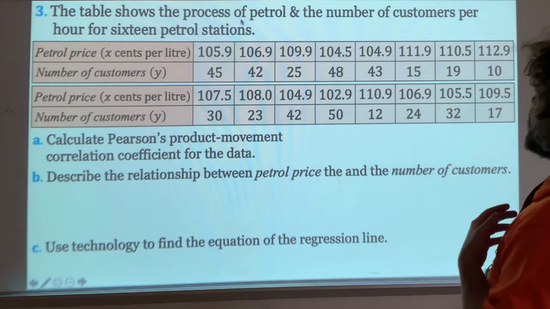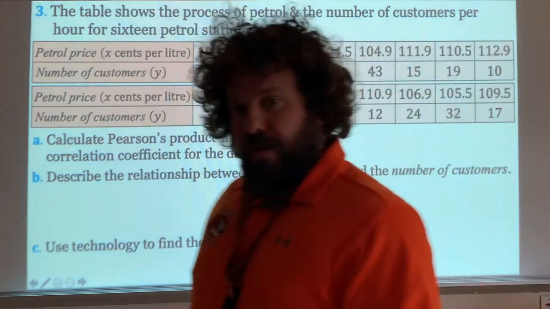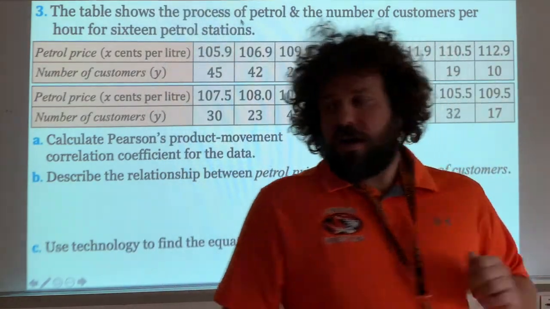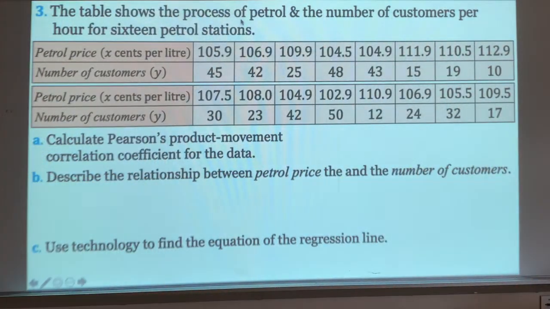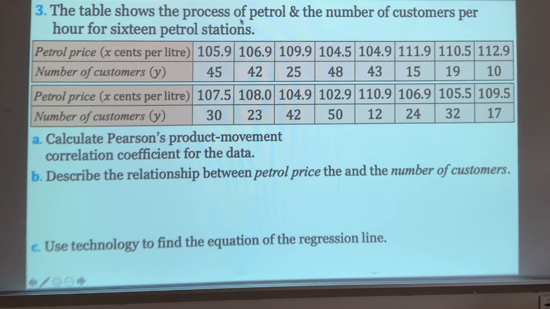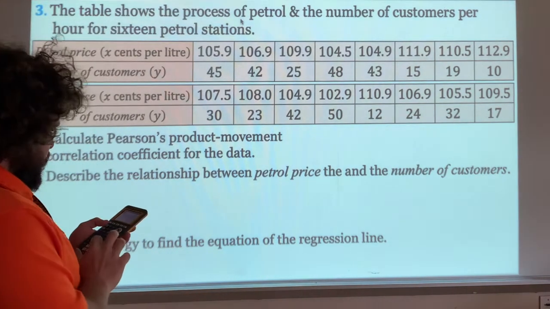Problem number 3. The table shows the price of petrol, fancy word for gas, and the number of customers per hour for 16 petrol stations. You have the petrol price and number of customers. Calculate Pearson's product moment correlation coefficient. Fancy word for r.